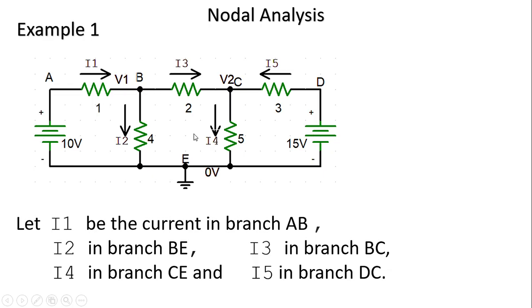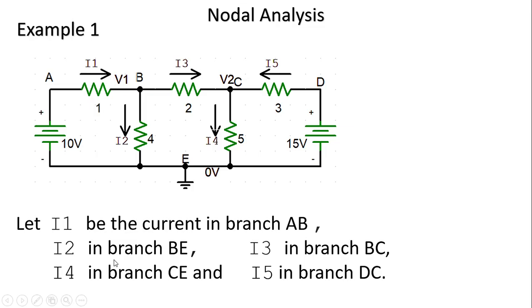B, C, E are the nodes, and E is considered as the reference node. Let I1 be the current in branch AB from A towards B. I2 be the current in branch BE. I3 be the current in branch BC. The direction is your wish. It's not compulsory that it should start from B and go towards C only. But among these, at least one should be incoming and one should be outgoing. The remaining directions are your wish.